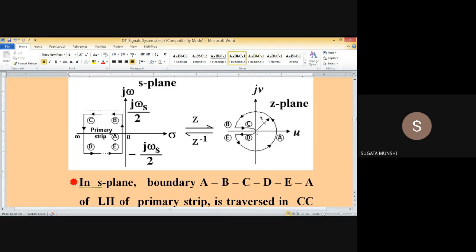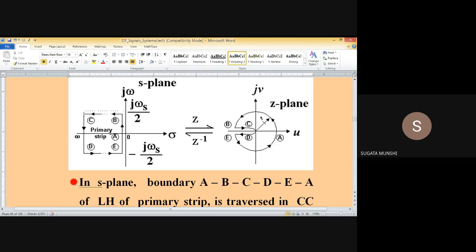E to the power sigma tau becomes 0. So the magnitude of Z is 0. So the C point is actually here at the origin. On reaching C point, as you are traveling down, what is changing? Sigma is remaining constant at minus infinity, so the magnitude of Z is remaining constant at 0. So what is changing is simply the frequency, omega.